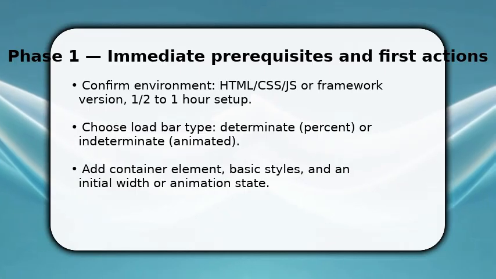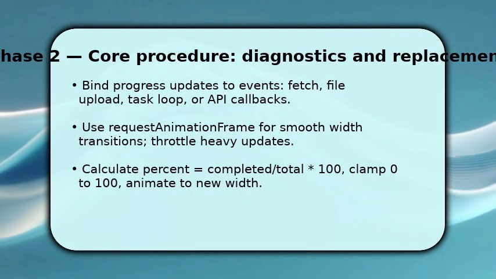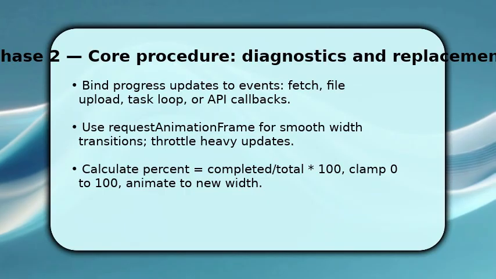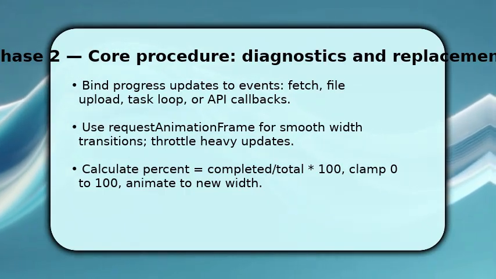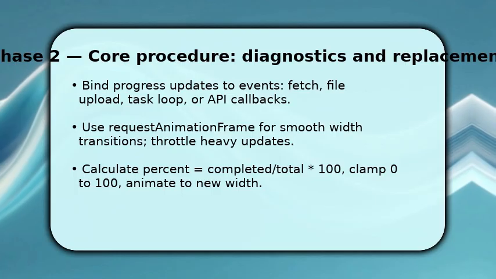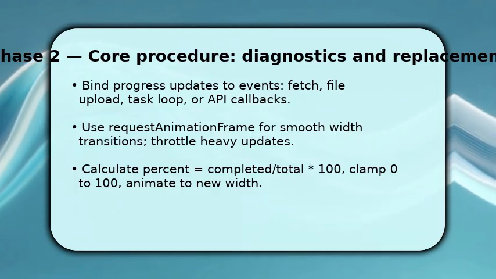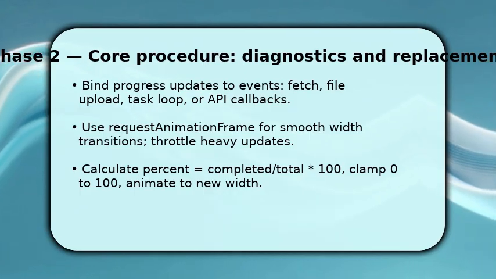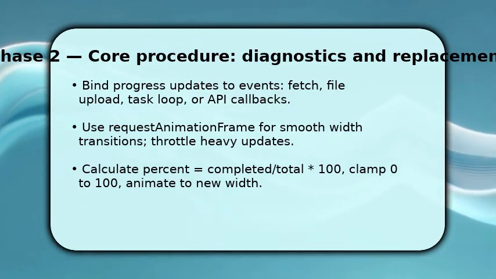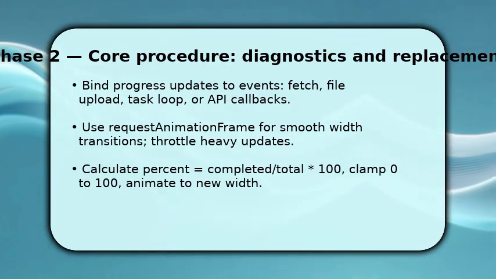You now implement the progress logic that controls the bar. Start by binding updates to clear events, fetch progress, file upload callbacks, or internal task loops, so the bar reflects real work. Calculate % as completed divided by total times 100, clamp values between 0 and 100, and then animate the fill width using Request Animation Frame or CSS transitions for smooth motion.